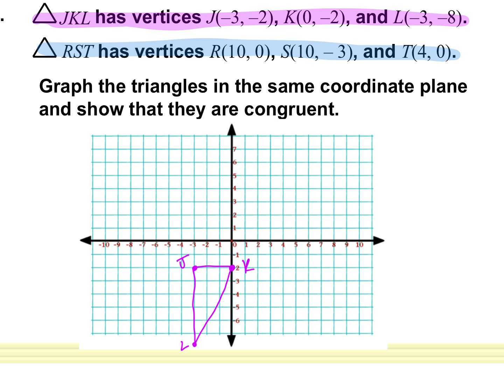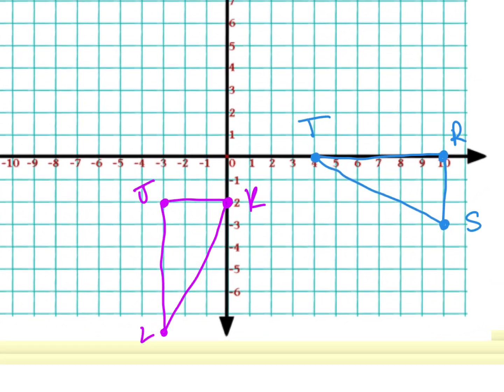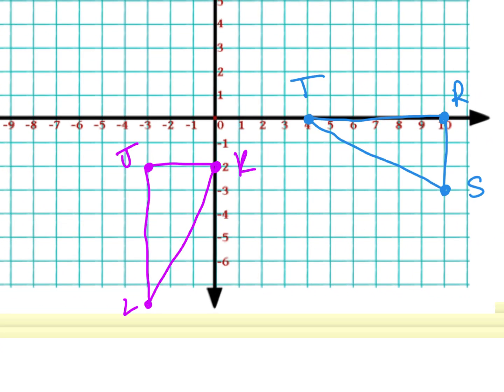Now looking at the next one, I have 10, 0, which is R. 10, -3, which is S. And 4, 0, which is T. All right, they want me to figure out, are these sides congruent? So when you're looking at it, the easiest way to do it right now is just to count your horizontal and your vertical lines.